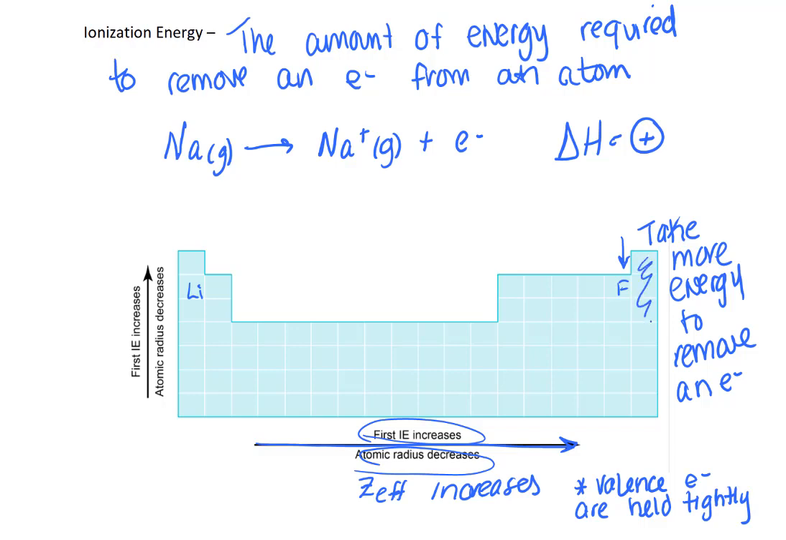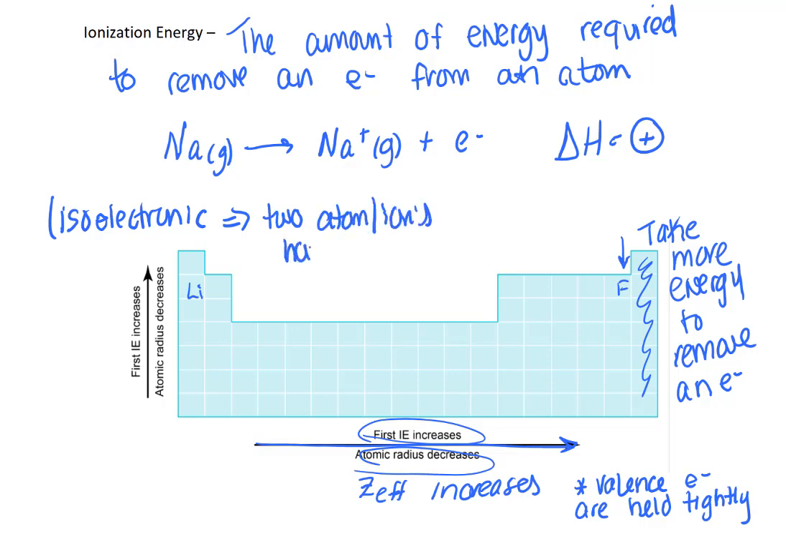Now, we don't really consider the noble gases when we're looking at ionization energies, because noble gases are actually kind of the goal, right? Things are going to lose or gain electrons until their electron configuration matches that of a noble gas. And there's a word for that. It's called isoelectronic. So let's write that off to the side. Isoelectronic is when two atoms or ions have matching electron configurations.